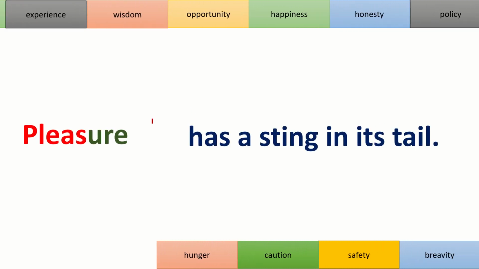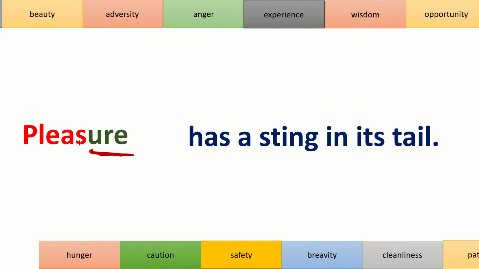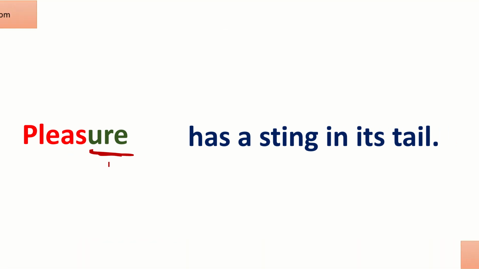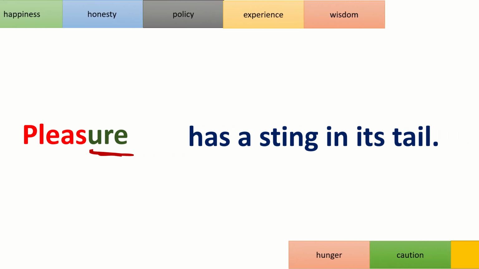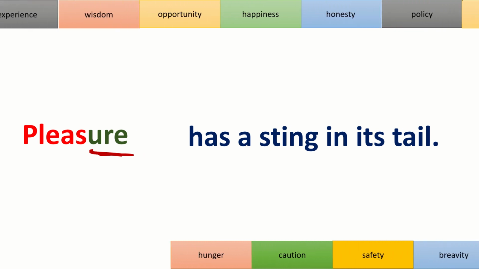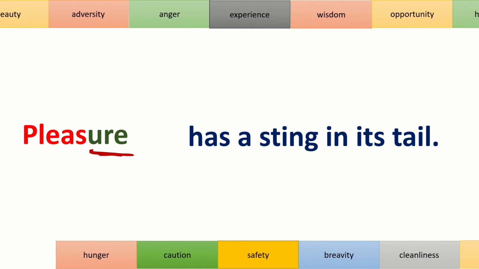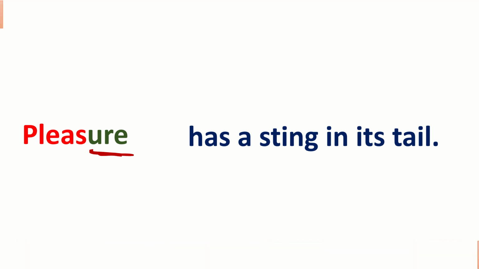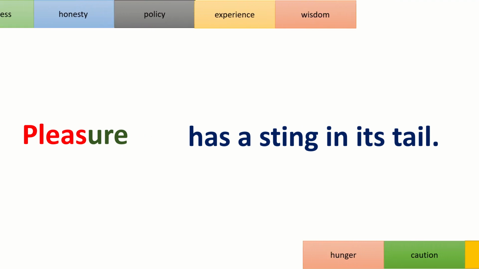Pleasure has a sting in its tail. URE is another noun suffix which makes abstract nouns. The meaning of this proverb is, when you are engaging in fun things, fun activities, there can be some unexpected things. There happen some unexpected things. So that's the meaning of this proverb. Pleasure has a sting in its tail.